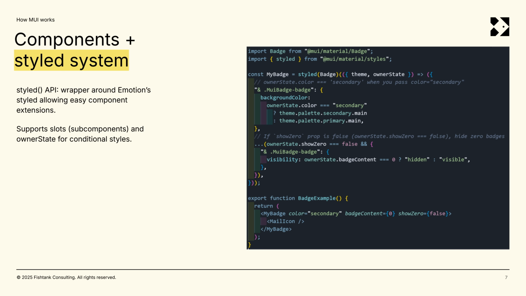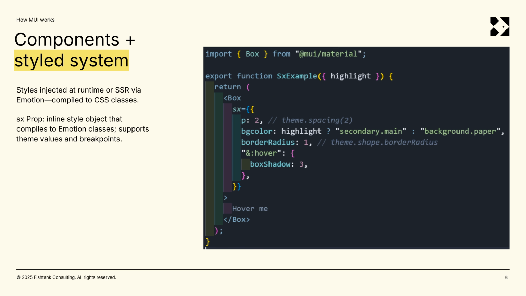The big takeaway here is that MUI has a lot of customizability because it's built around the emotion styling, so you can really build those customized extensions and manipulate the pre-made components as much as you want, and then build them in as baked-in components to your Sitecore projects, which is really nice. Another benefit is that styles are injected at runtime or in SSR, so server-side rendering, via emotion, and then it gets compiled directly into CSS classes.